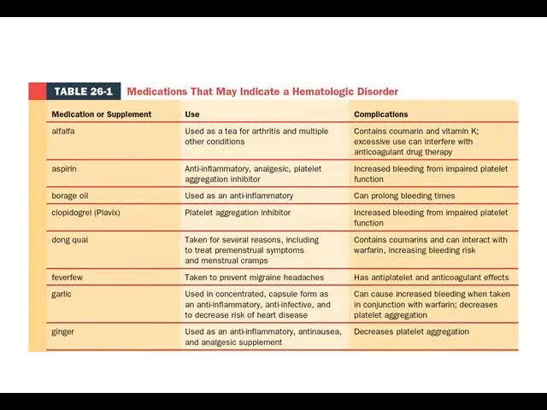Just a couple of common medications that can affect hematologic disorders. So alfalfa would be used in more of the holistic medicine world. It gets used really for arthritis. However, it contains coumarin and vitamin K, and that excessive use interferes with anticoagulant drug therapy. So with lots and lots of vitamin K, you're more prone to build clots.